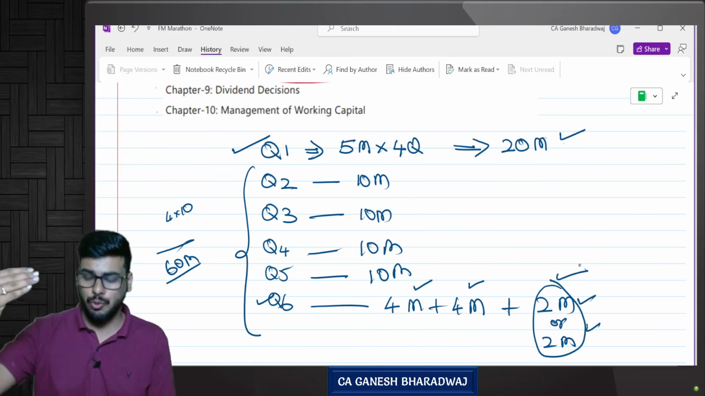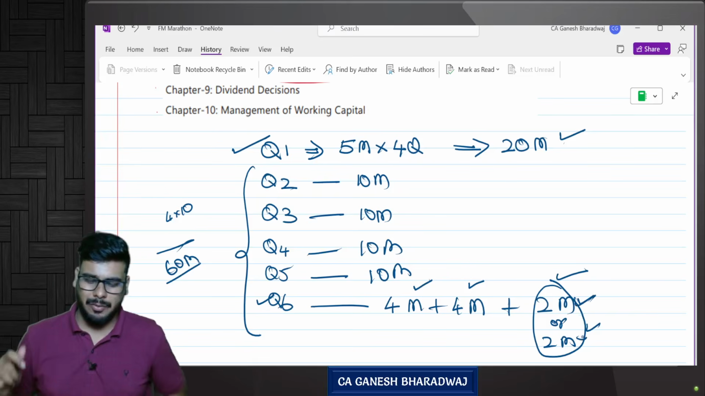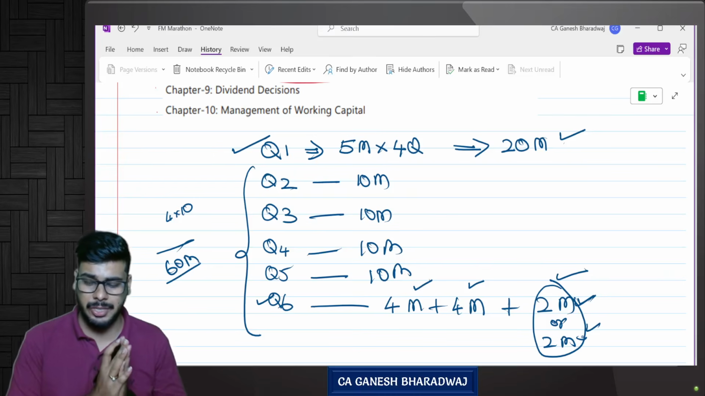In that you have two choices. You can either choose to write the first part or the second part. Are you clear with this? This is how it is being currently tested.